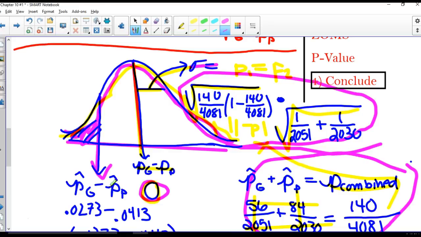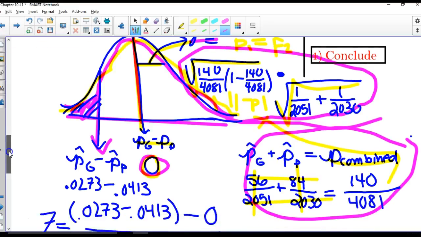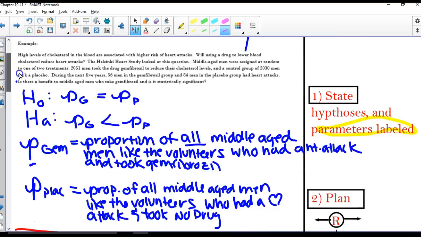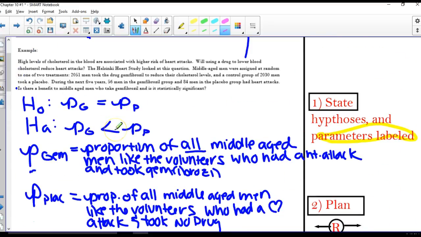You're going to a 2-prop z test. On that 2-prop z test, you are going to take x1, which is right here, n1 right here, x2 right here, n2 right here. You're going to do your hypothesis. Your hypothesis is a less than, I believe. So that's the middle button, if I'm right. And then you're going to calculate.